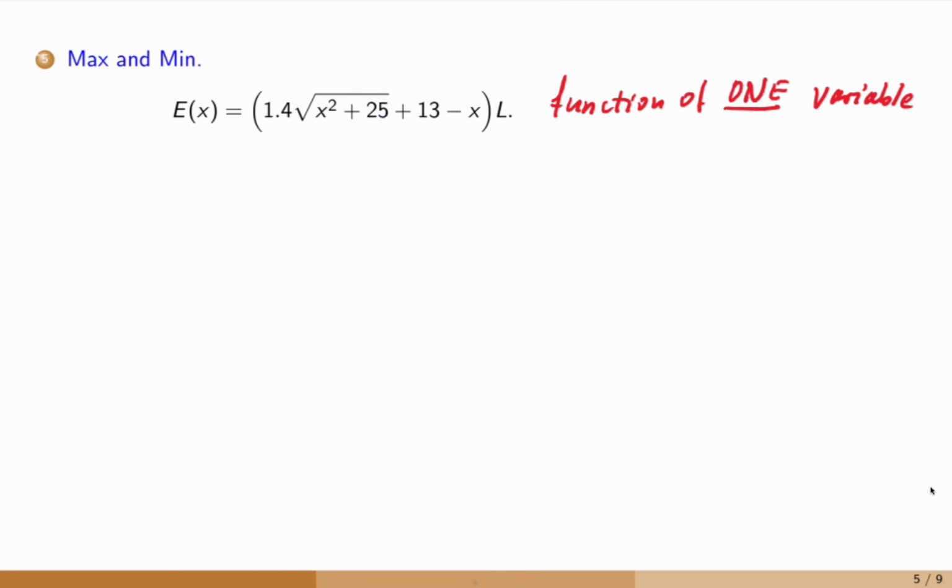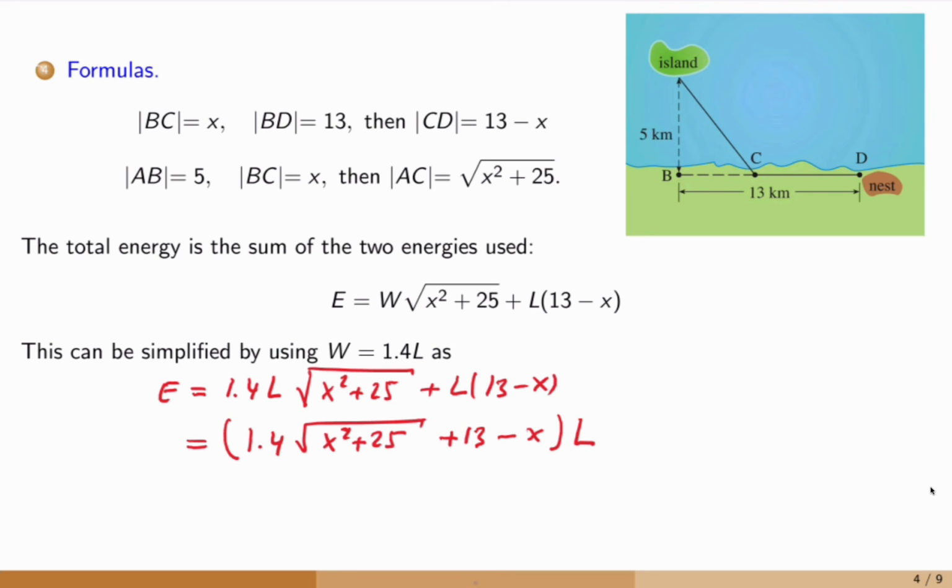Let's look at the domain first. So the domain is values for x which I can possibly use. To find the domain I have to flip back to the picture. So here was x, okay. Now if x is 0, this corresponds to the point B, and x is equal to 13 corresponds to the point D.